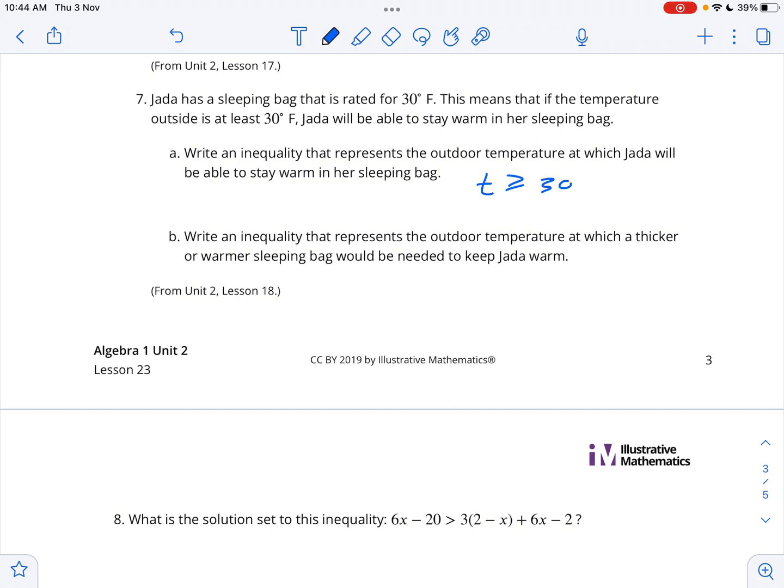Write an inequality that represents the outdoor temperature at which a thicker or warmer sleeping bag would be needed. Well, that's when the temperature drops below 30. Okay, so just T is less than 30.